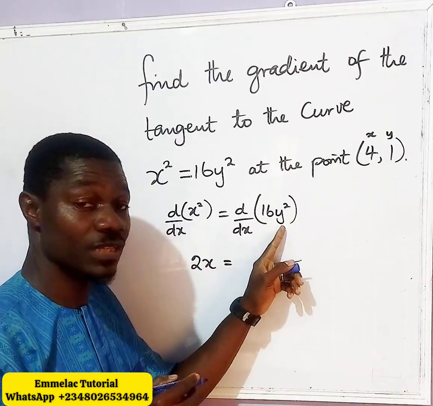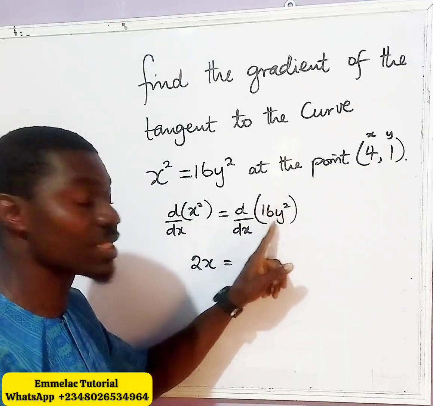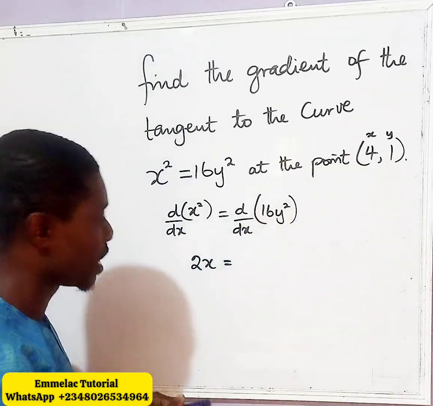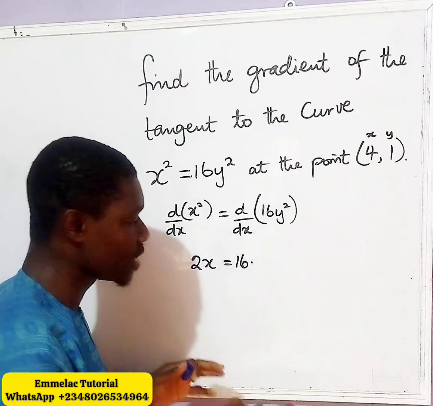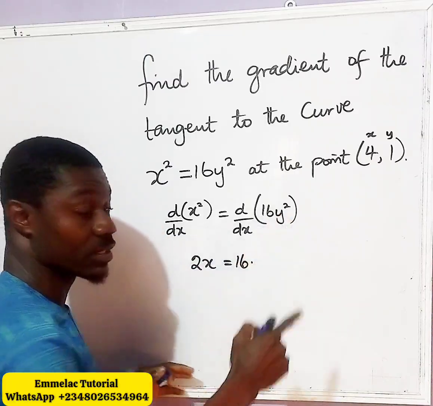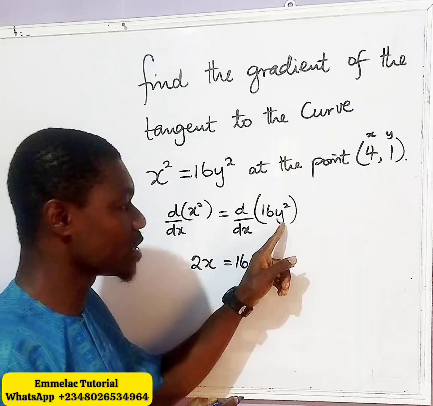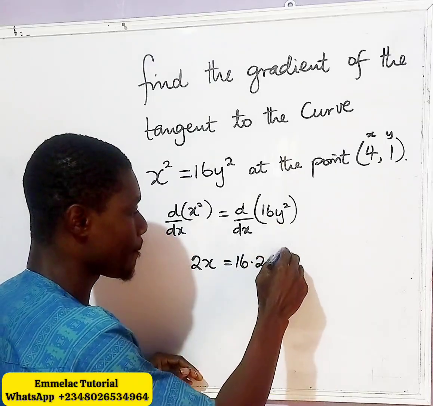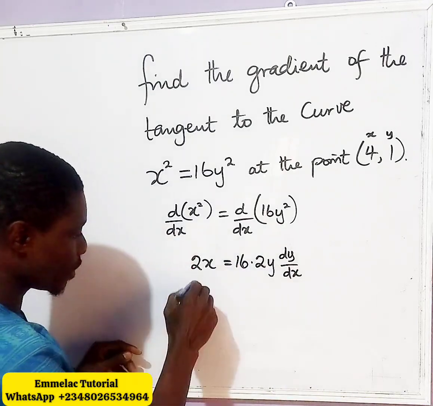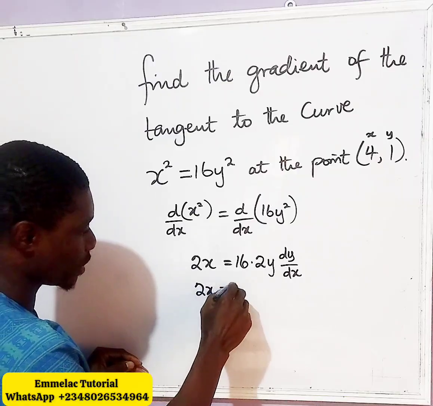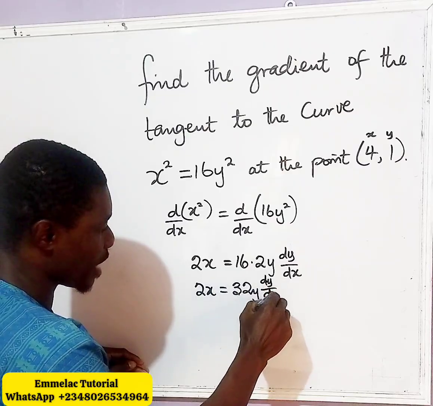Now take note that the variable here is y. So to differentiate this term with respect to x, we have 16 times differentiating y squared. Normally you have 2y, but because this is y, we will include dy over dx. So here you have 2x equals 32y dy over dx.